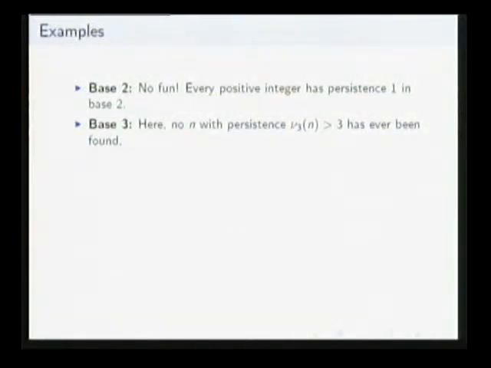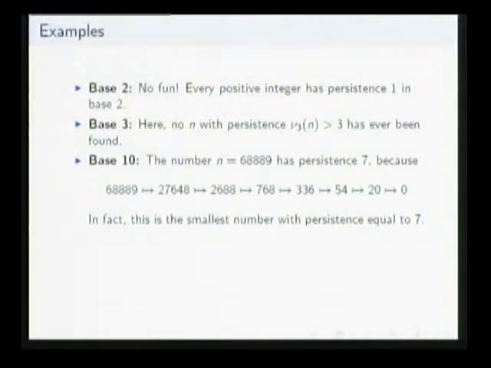So let's look at the original problem in base 10, which was the one that Sloane formulated. Here's a number that has persistence 7. This number is 68,889. You multiply the digits of this number, you get the next one. You multiply the digits of that, you get the next, and so on, until you reach 0. So you reach 0 after 7 steps. So there are numbers with seemingly large persistence. 7 is large for me. But there is an even larger one.